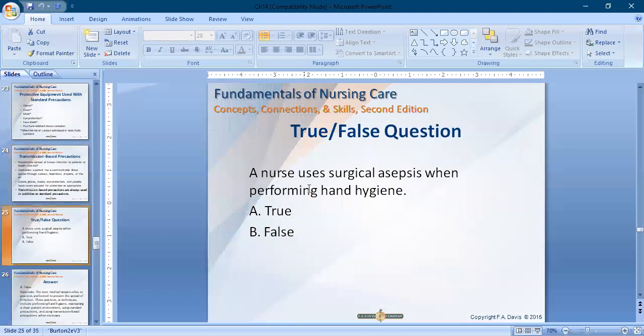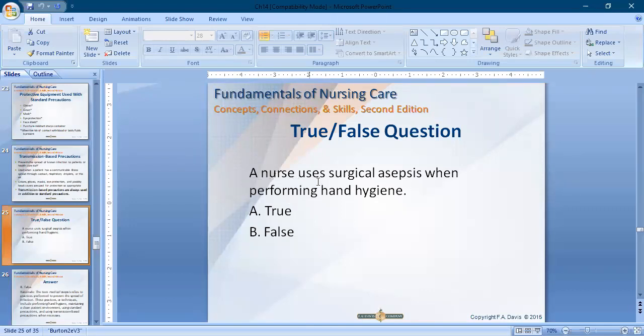Here, a nurse using surgical asepsis, performing hand hygiene. Surgical asepsis means it is a sterile technique, and we have to be free from all kinds of pathogens and their spores.